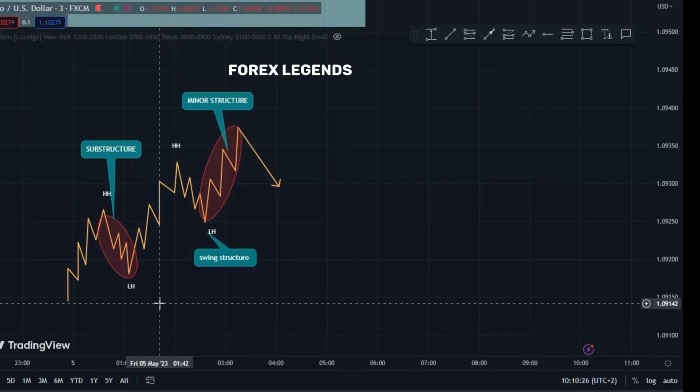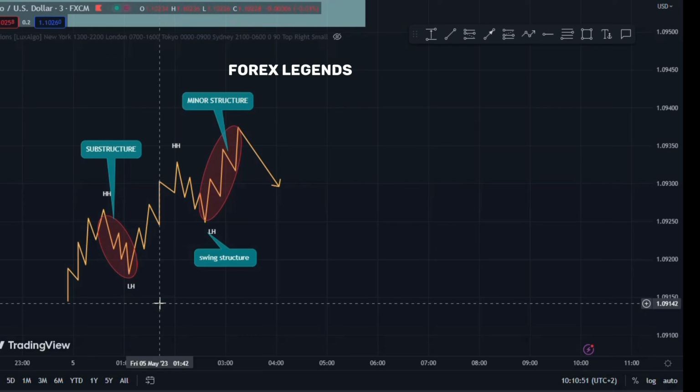Now, a lot of us do not actually understand where we are in the market, right? That's why I wanted us to start here. You need to know where you are in the market for you to be able to take good trades. You cannot be trading big moves if you are taking substructures. You cannot be taking small moves if you're in a swing structure. You need to know where you actually are in the market.